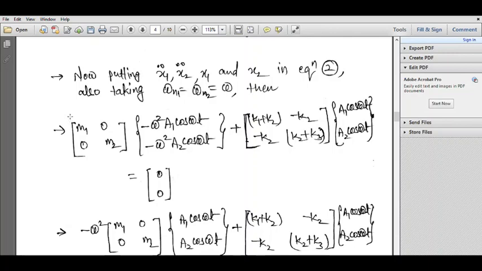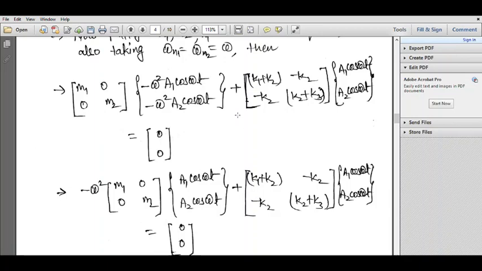Okay, so the matrix form of the equations of motion is the mass matrix m1 0 0 m2 multiplied by the column matrix of x1 double dot and x2 double dot. So instead of x1 double dot, I'll write minus omega square a1 cos omega t. Instead of x2 double dot, I'll write minus omega square a2 cos omega t, plus the stiffness matrix k1 plus k2, minus k2, minus k2, k2 plus k3, multiplied by the column matrix x1 and x2. Now what is x1? a1 cos omega t. What is x2? a2 cos omega t. And that should be equal to 0 column matrix.